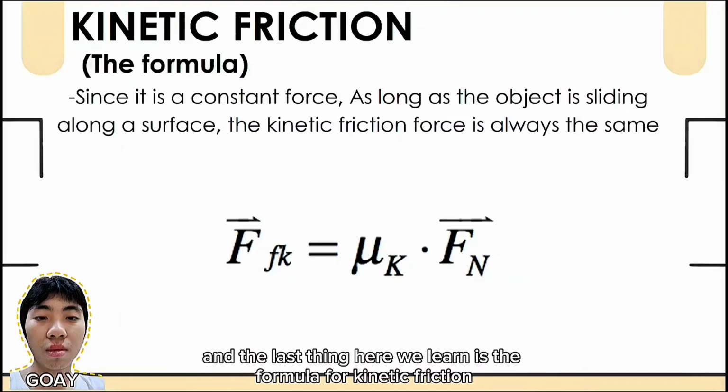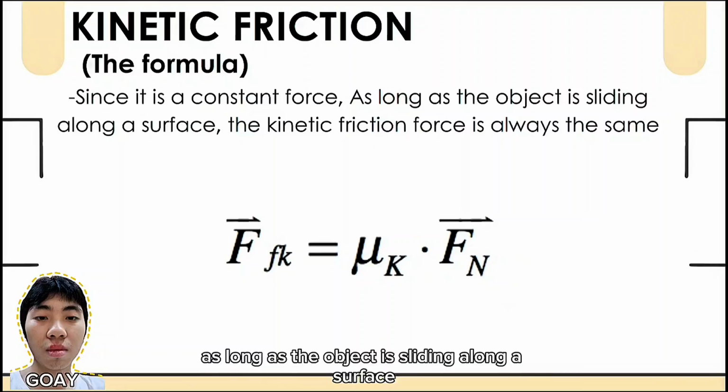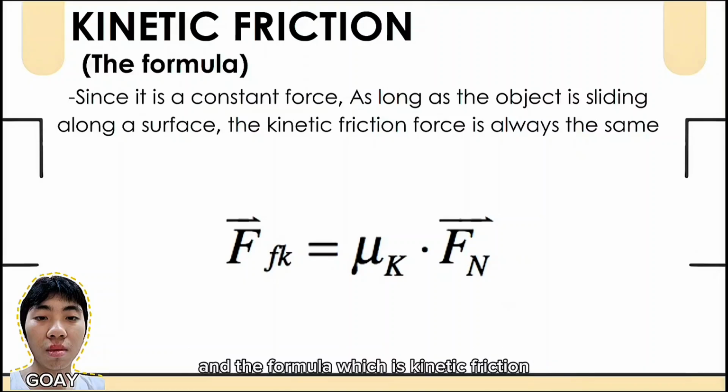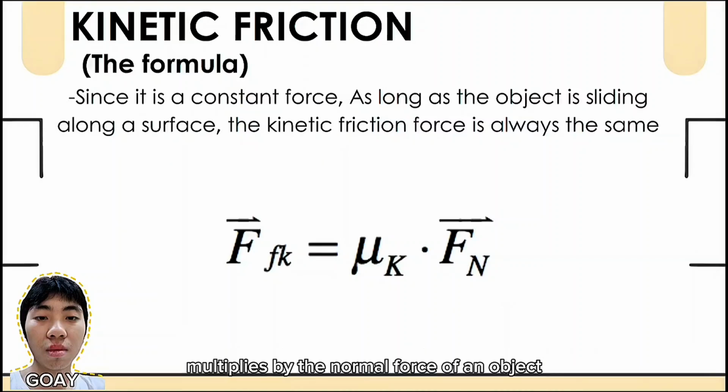And the last thing we'll learn is the formula for kinetic friction. Since it is a constant force, as long as the object is sliding along a surface, the kinetic friction force is always the same. And the formula is: kinetic friction is equal to the coefficient of kinetic friction multiplied by the normal force of the object.